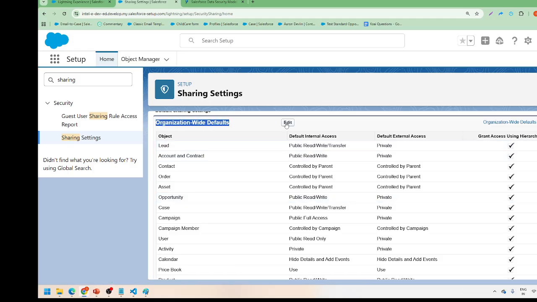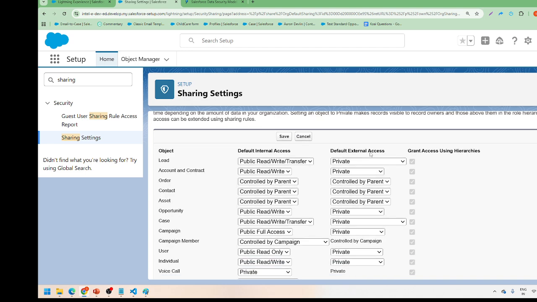Now when I edit it, it will ask you to choose Private, Public Read Only, Public Read/Write, and Public Read/Write/Transfer. Why am I seeing Read/Write/Transfer here? Because it's the lead object. If I go to account, then I will see only three options. Let me tell you each of them one by one.